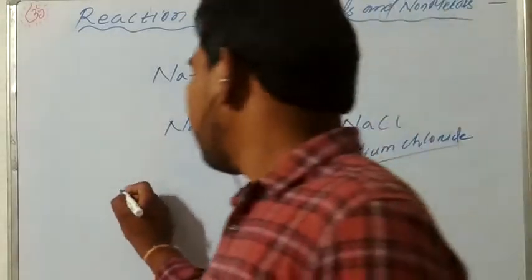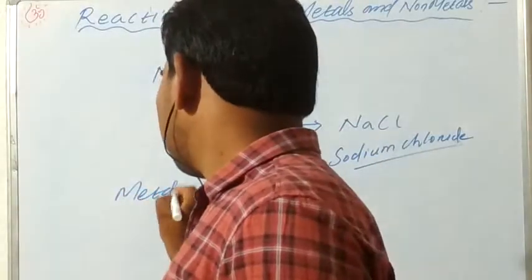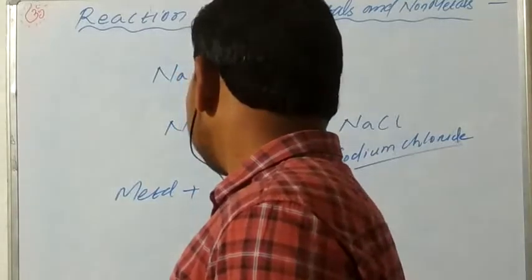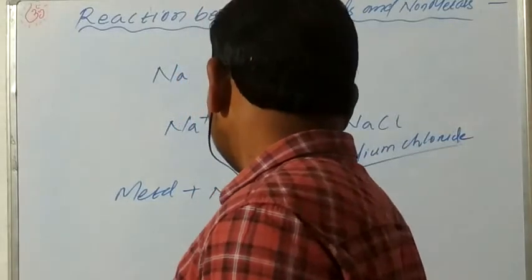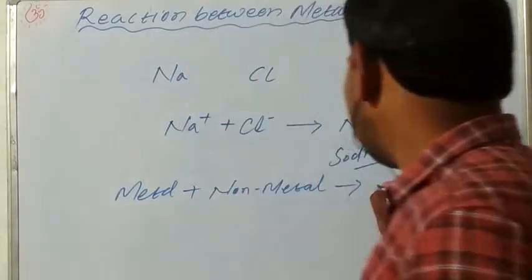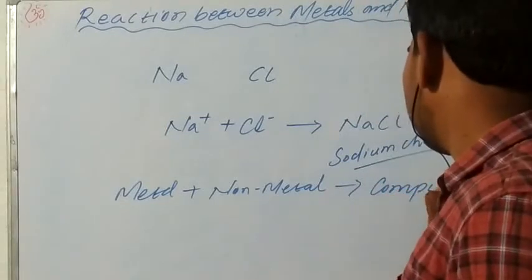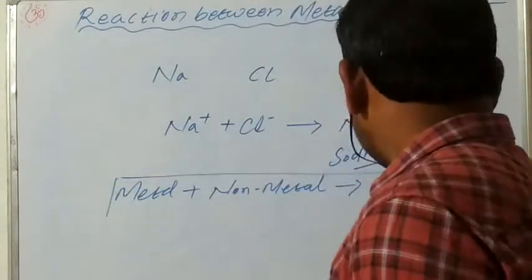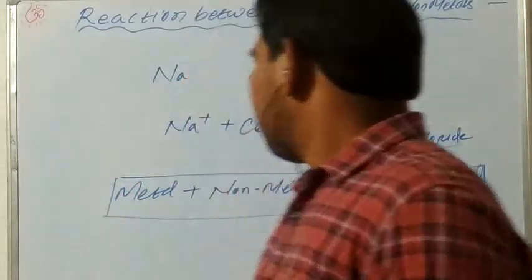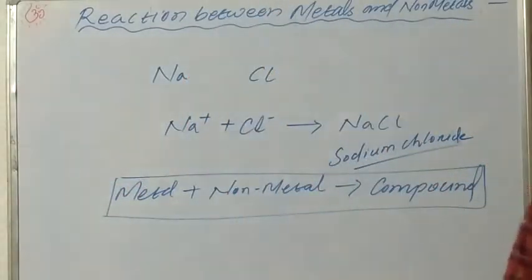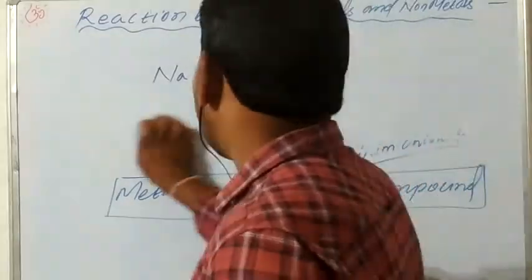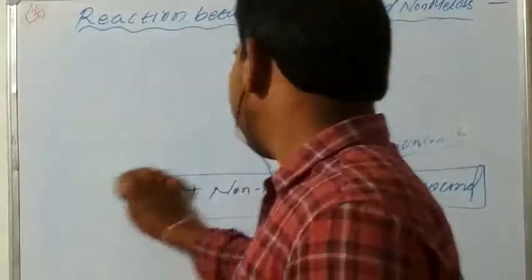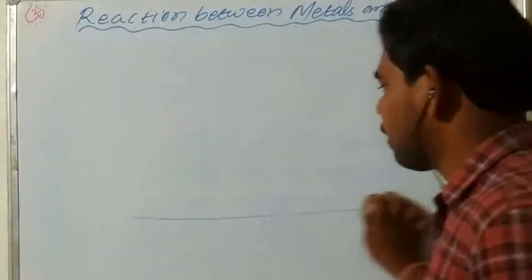So, metal plus non-metal is equal to compound. To write these compounds, one thing we must remember is their electronic configurations. All these elements have a fixed electronic configuration.